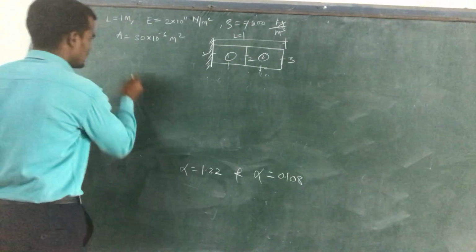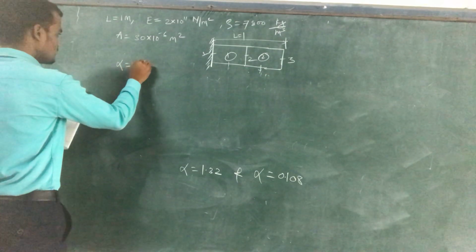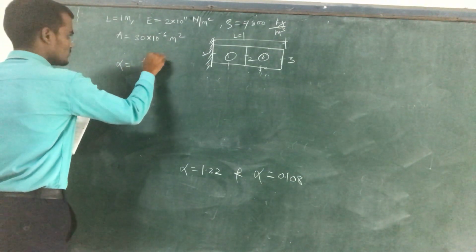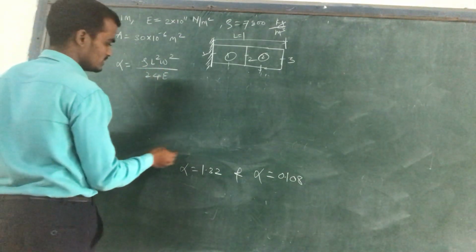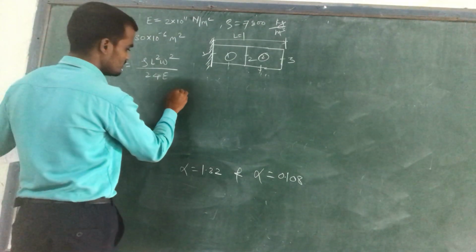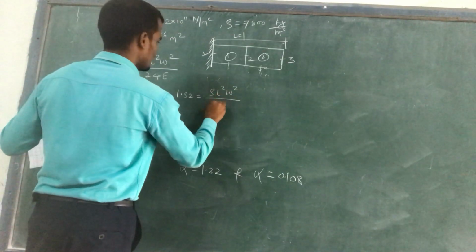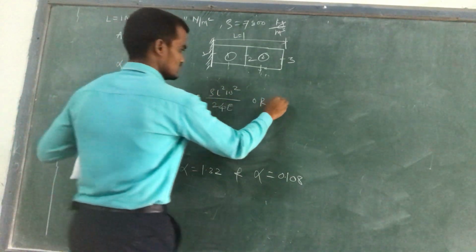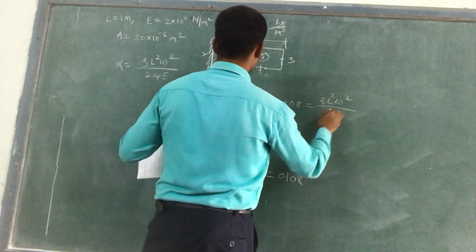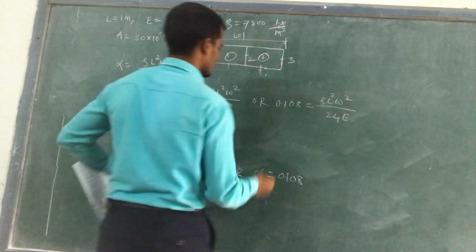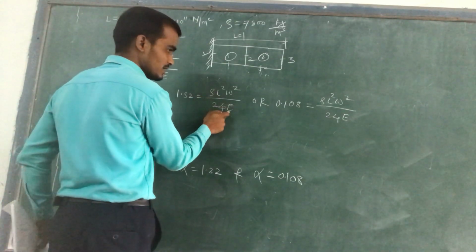But as we know, alpha is what we have actually put: alpha is equal to rho into L square into omega square divided by 24 times E. So this will become 1.32 is equal to rho into L square into omega square divided by 24 times E, or 0.108 is equal to rho into L square into omega square divided by 24 times E. As we know, density is known, length is known, and E, the modulus, is also given.